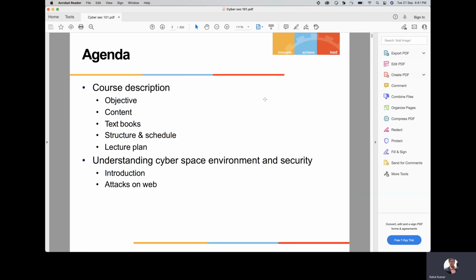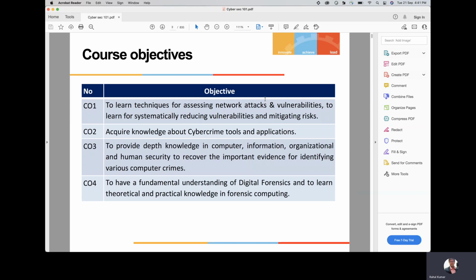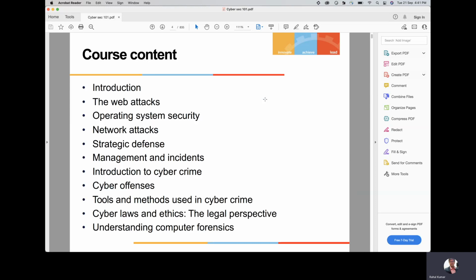This is the agenda for today's lecture, but you don't need to know all this, you can just see it here. Course objective, you can just see. This is the course content. The entire duration of the course will be on these topics. So these are the basic cybersecurity topics.